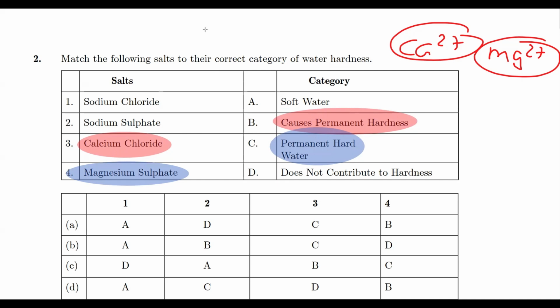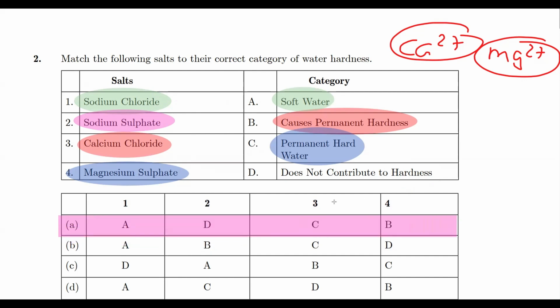Now let's come to the next part. What we know is that sodium chloride is highly soluble in water, right? It's soluble in water and therefore it should be soft water. And sodium sulfate is again soluble in water, so this also does not contribute to the hardness. Now look into this. It could be 1 with A. So it comes out to be this only: 1 with A, 2 with D, 3 with C, and 4 with B. So the correct option in this case is A.